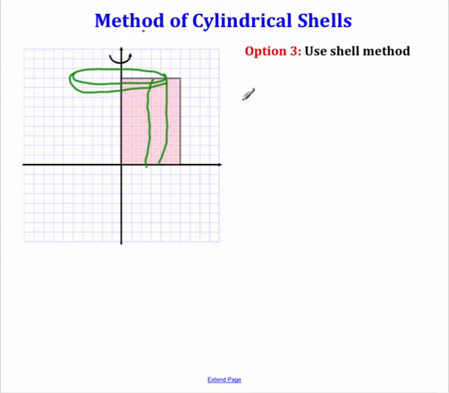Okay. We start in a very similar way. We try to figure out what would be the volume of this one single shell. And the way that we have the shell tells us that we need to use dx. So everything needs to be in terms of x. Okay, so volume of one little shell.